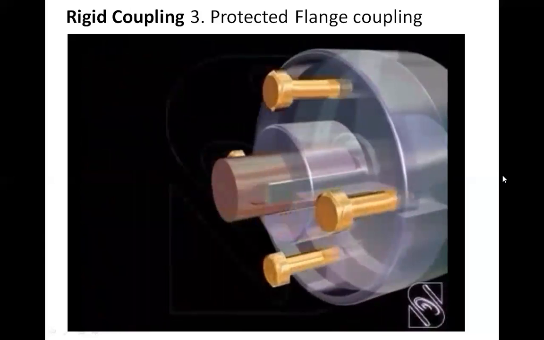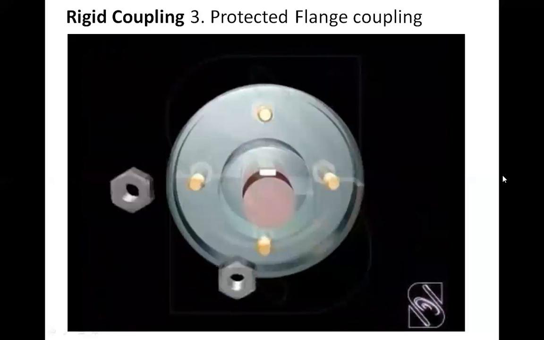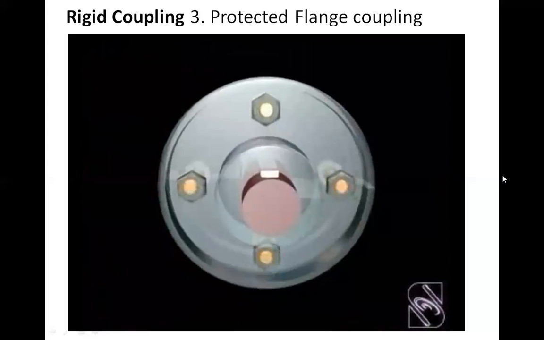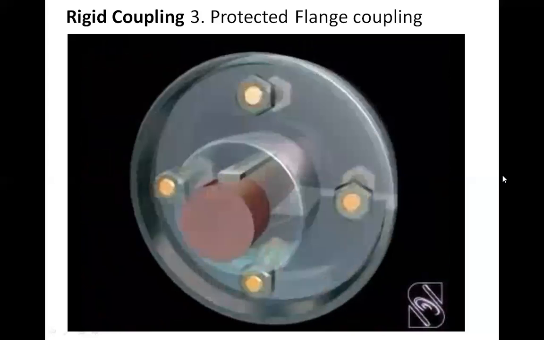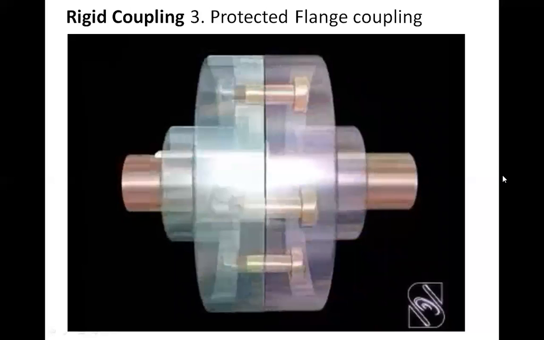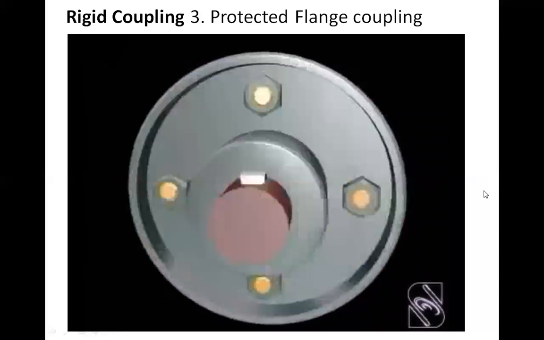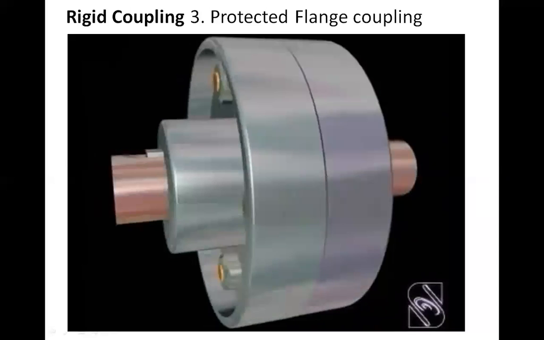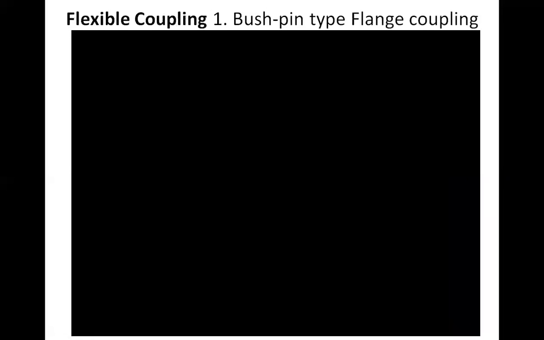And finally, the flanges are fastened by using bolts and nuts. So we have seen the protected type of flange coupling. In the protected type of flange coupling or simple flange coupling, the perfect alignment of two shafts is a must. If there is a small misalignment, then we cannot use those couplings.